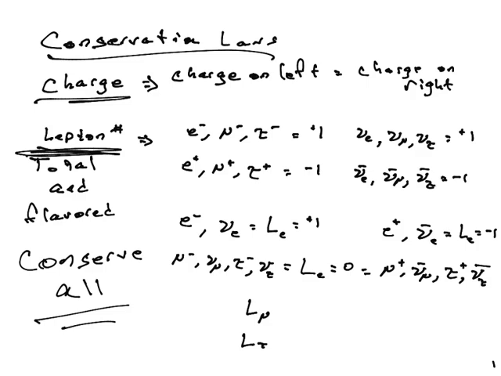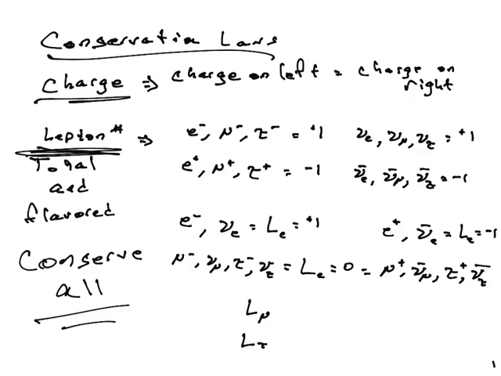Conservation laws: when you're looking to investigate whether something is a legitimate interaction, or if this is a test, and someone says, here's a Feynman diagram, is this a legal interaction? Or another way they can ask is, what are the missing particles? Should this be a W minus or a W plus? Should this be a photon? Whatever it is, you look at conservation laws.